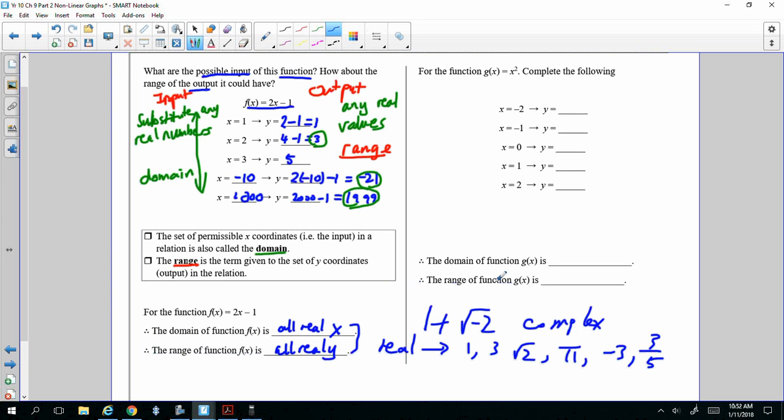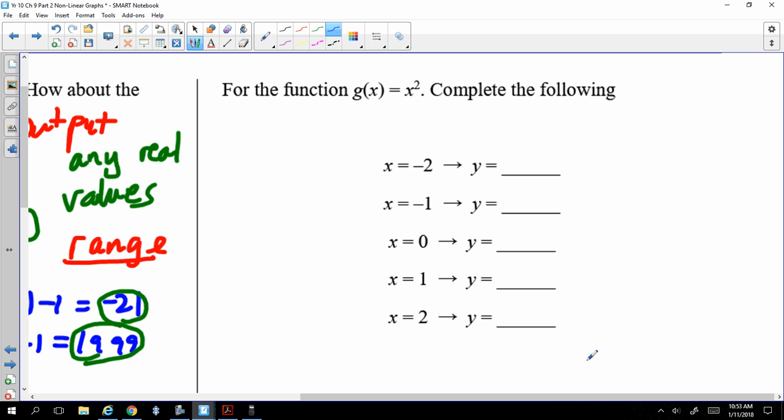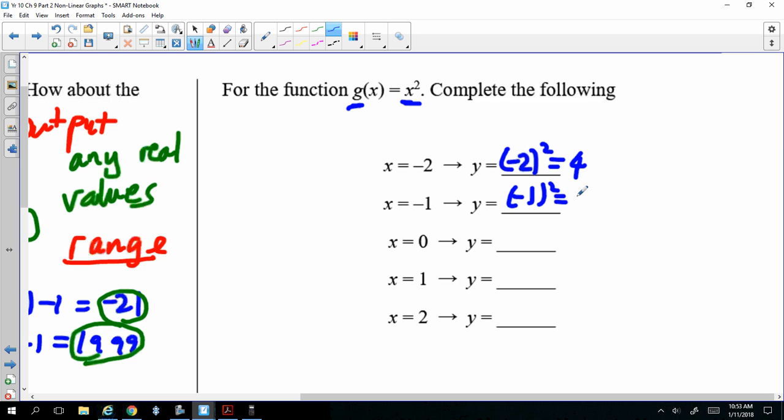All right, so let's look at the next bit. G of x, so the function notation is not limited to f, I could call it g as well. So g of x is x squared. Let's substitute negative 2 in. What do you get? Negative 2 squared, we get 4. Negative 1 squared, I get 1. 0 squared, I get 0. 1 squared, I get 1. And 2 squared, I get 4.